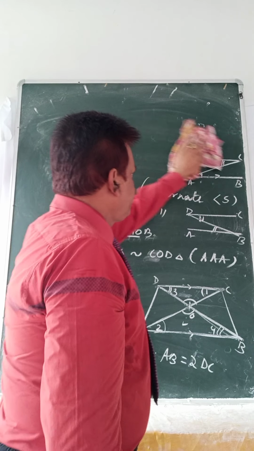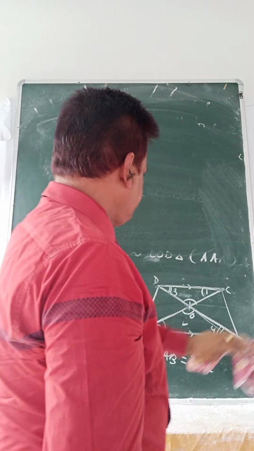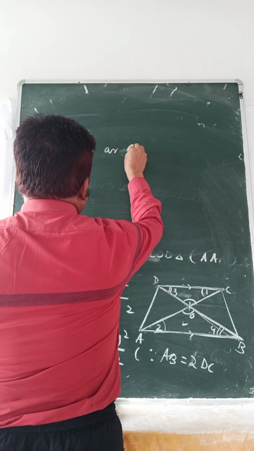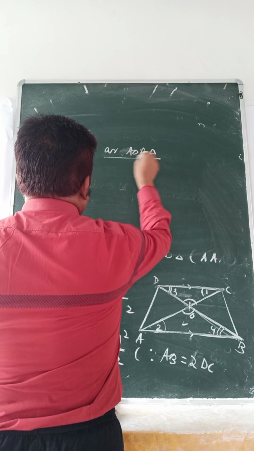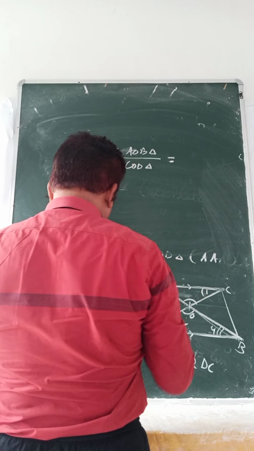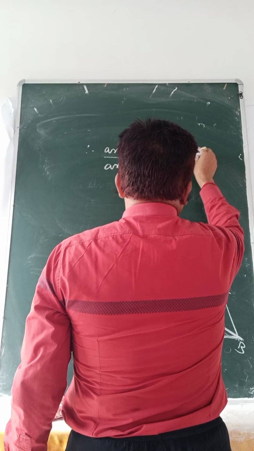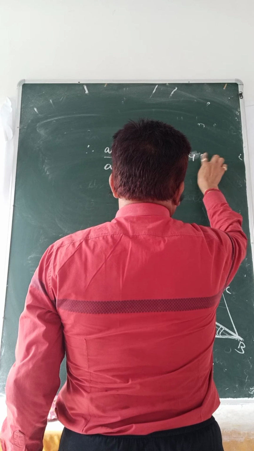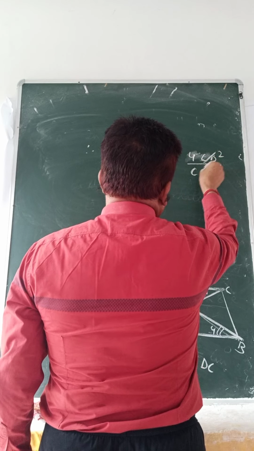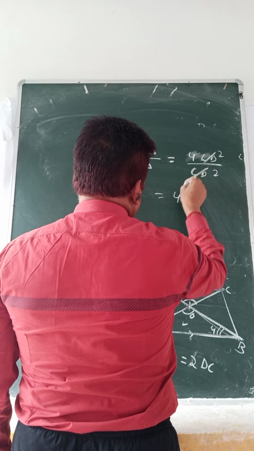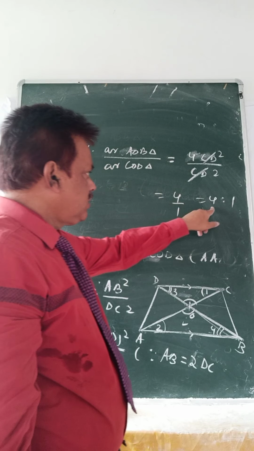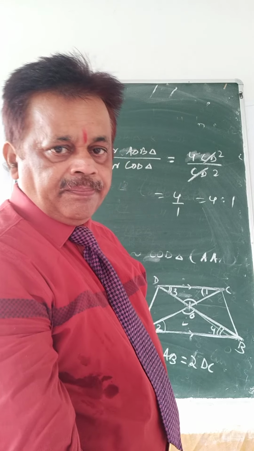So what did you get? Therefore, area of AOB by area of COD triangle equals the square of the corresponding side, 2 squared is 4 CD square by CD square. DC and CD are the same, so they cancel. So that is 4 by 1, which means 4:1. You were asked to find the ratio. The ratio is 4:1.